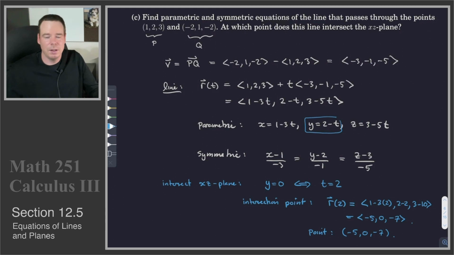Alright, so that's it for the first half of this section. We've just focused on lines. In the next video, we will focus on planes, how to describe them in three-dimensional space, and the kinds of equations we can use to represent them.